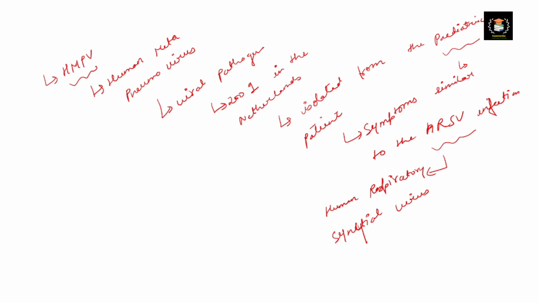Now we will understand the classification. I hope you know kingdom, phylum, genus, order, species. The order is Mononegavirales. This order has a family, and the family is Paramyxoviridae.